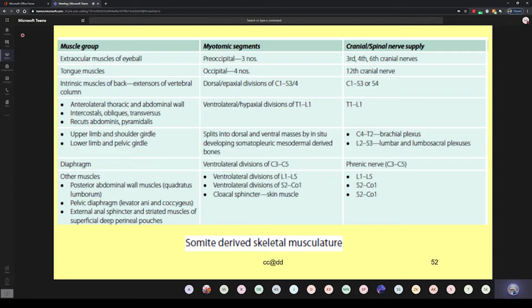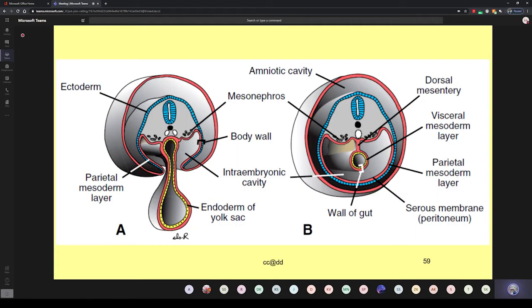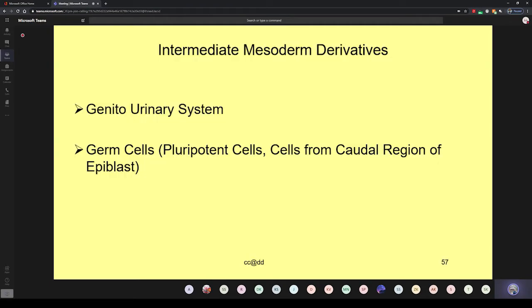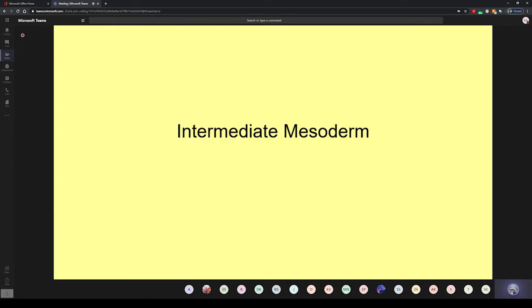Not much of a problem, because this will be discussed when you come to those systems. What are those systems? Where am I? I think I went off too far.